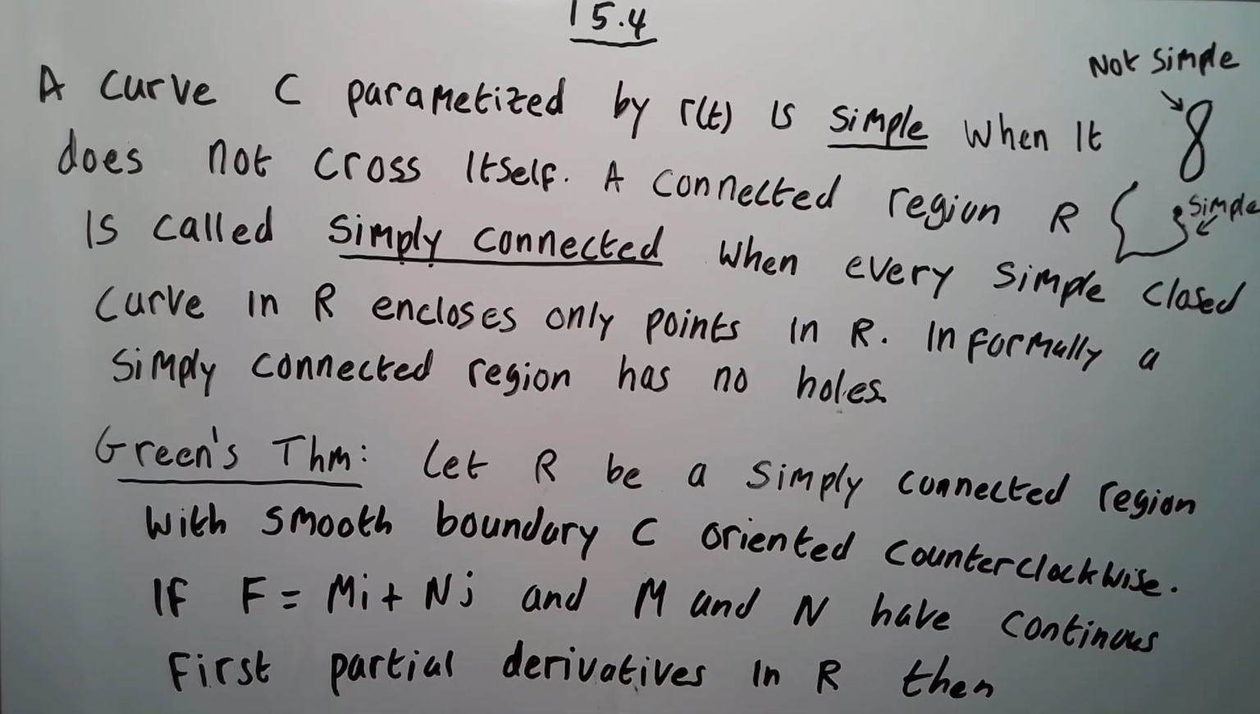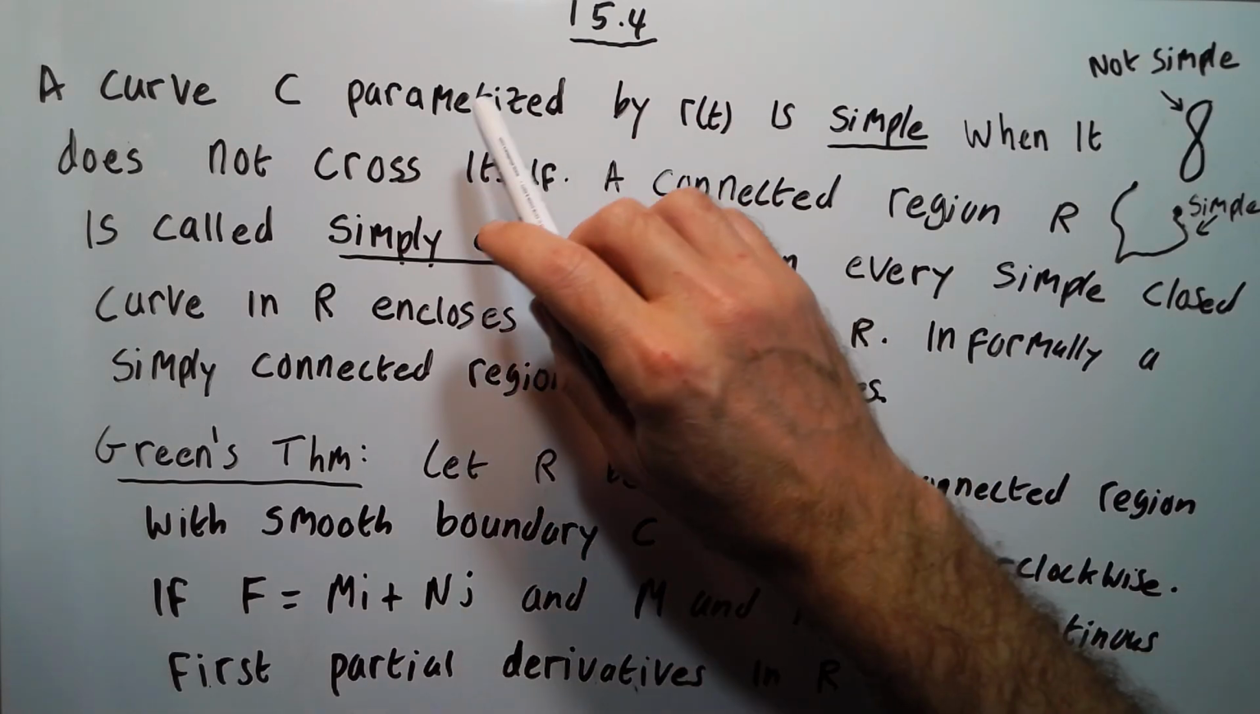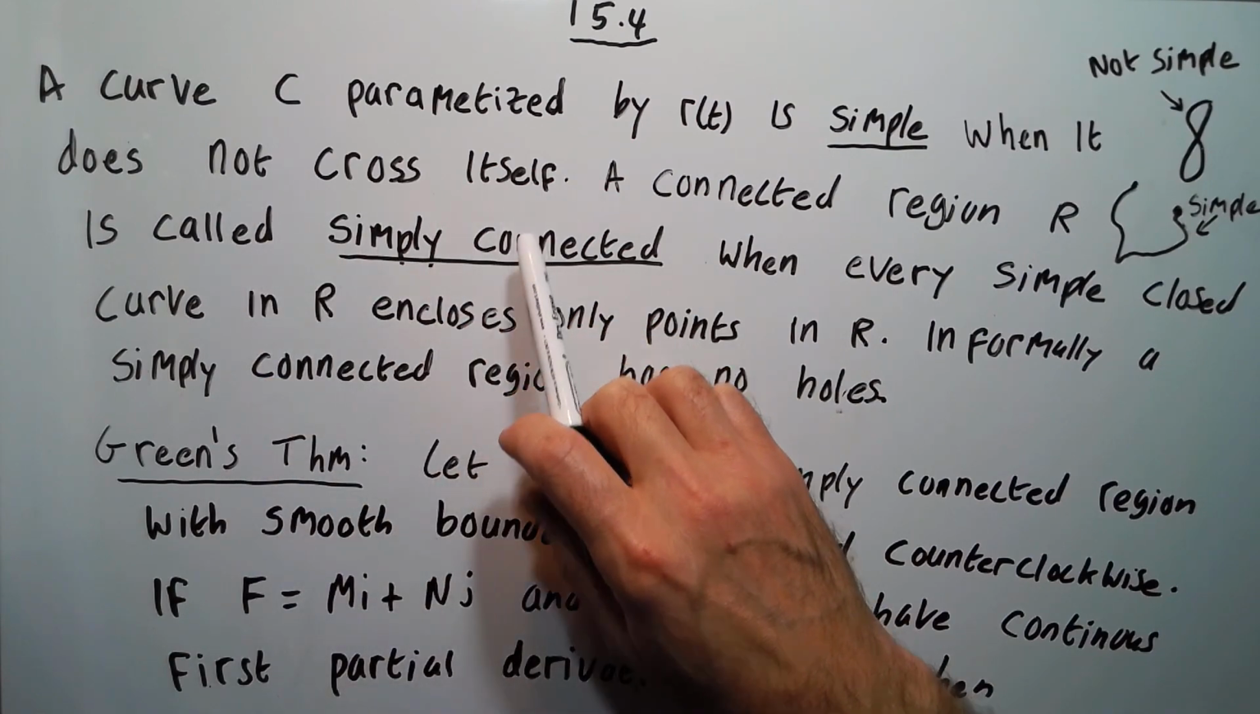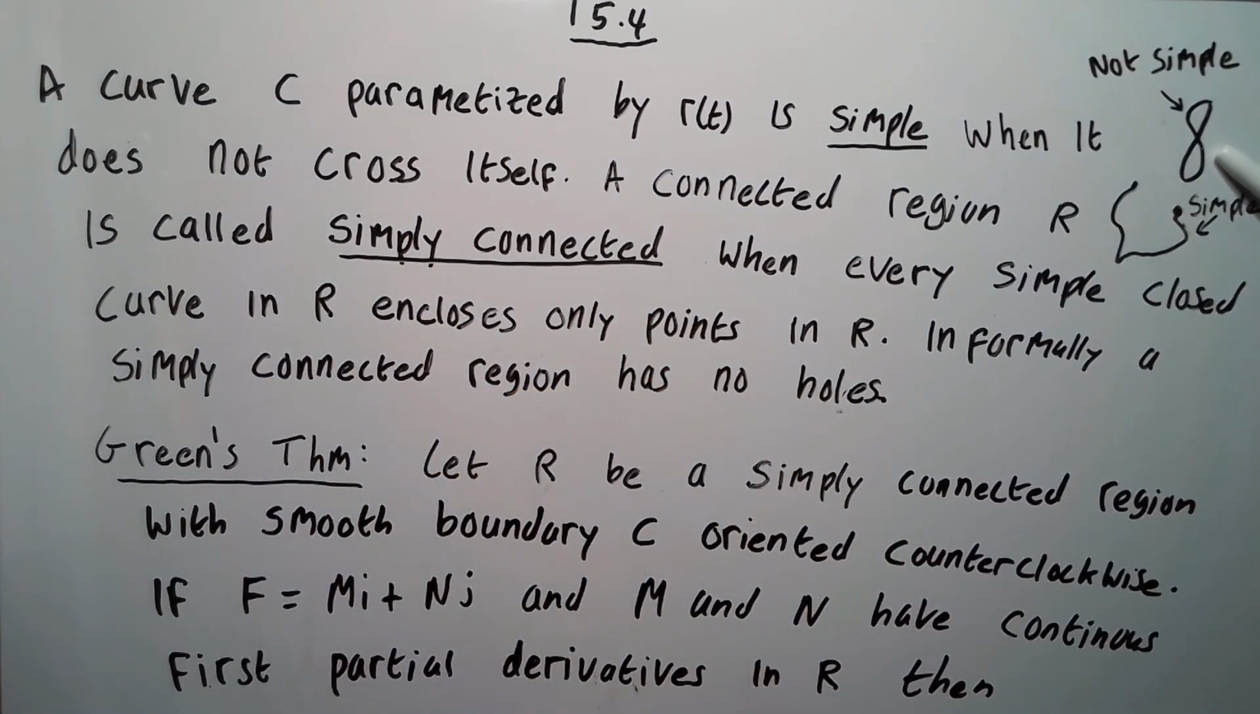Okay, so let's look at 15.4. A curve C parameterized by r of t is simple when it does not cross itself. For example, this figure 8 over here would not be simple because it crosses itself right here. But this one down here would be simple because it does not cross itself.